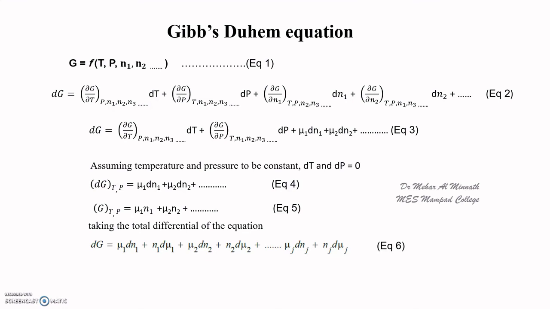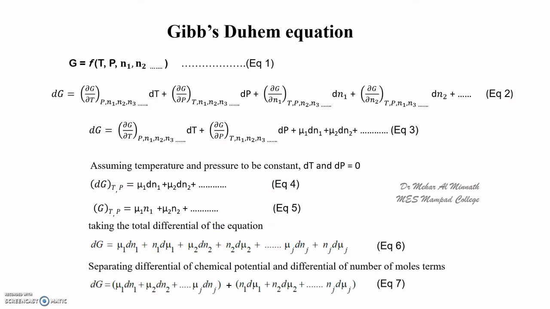You are taking the total differential of this equation. Now what you can do is segregate these differential terms, that is, the differentials of chemical potential together and the differentials of number of moles together. All the terms which come as dN1 will be put together, and the ones which come as d mu1 will be put together. So you get dG equals mu1 dN1 plus mu2 dN2, etc., plus N1 d mu1 plus N2 d mu2, etc. So that is our equation 7.